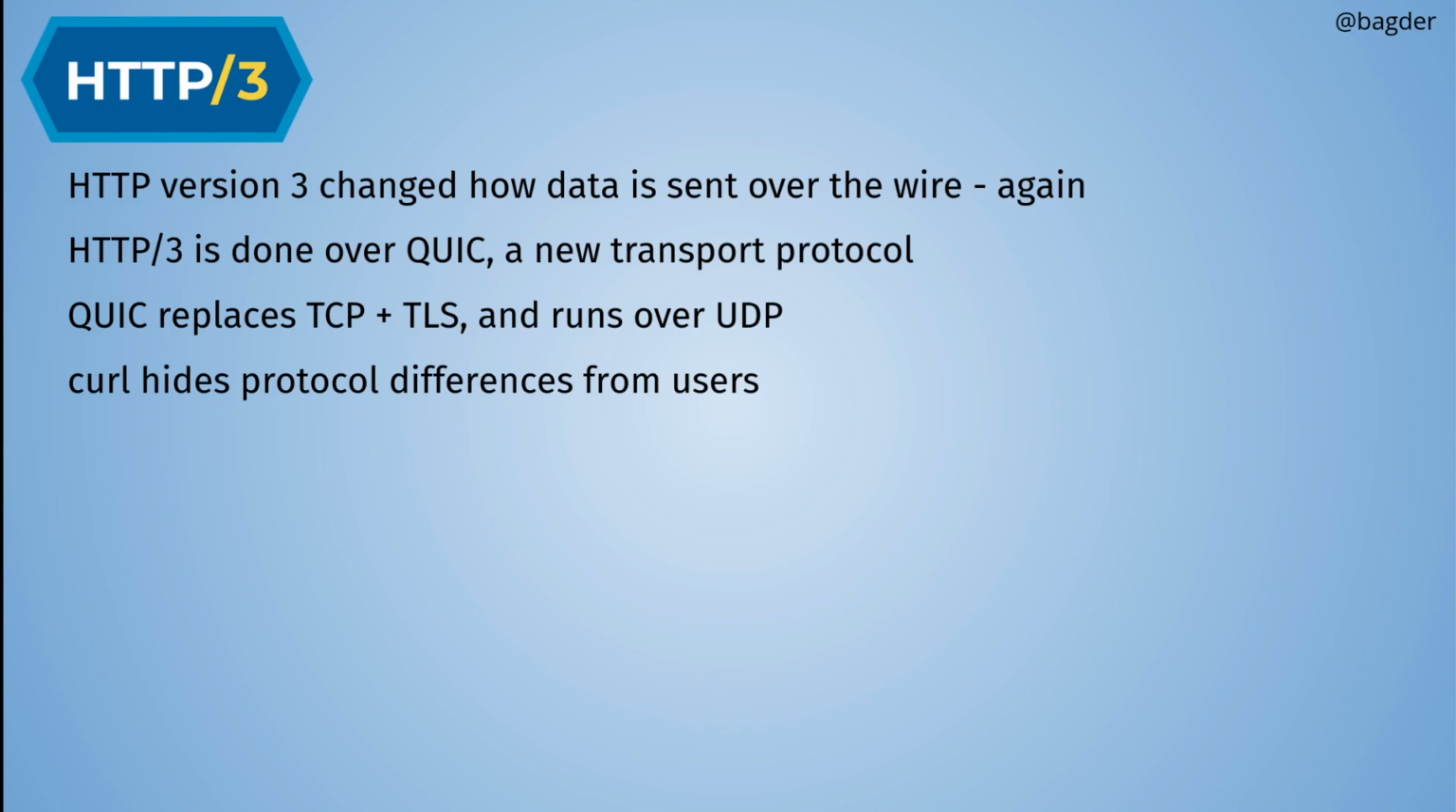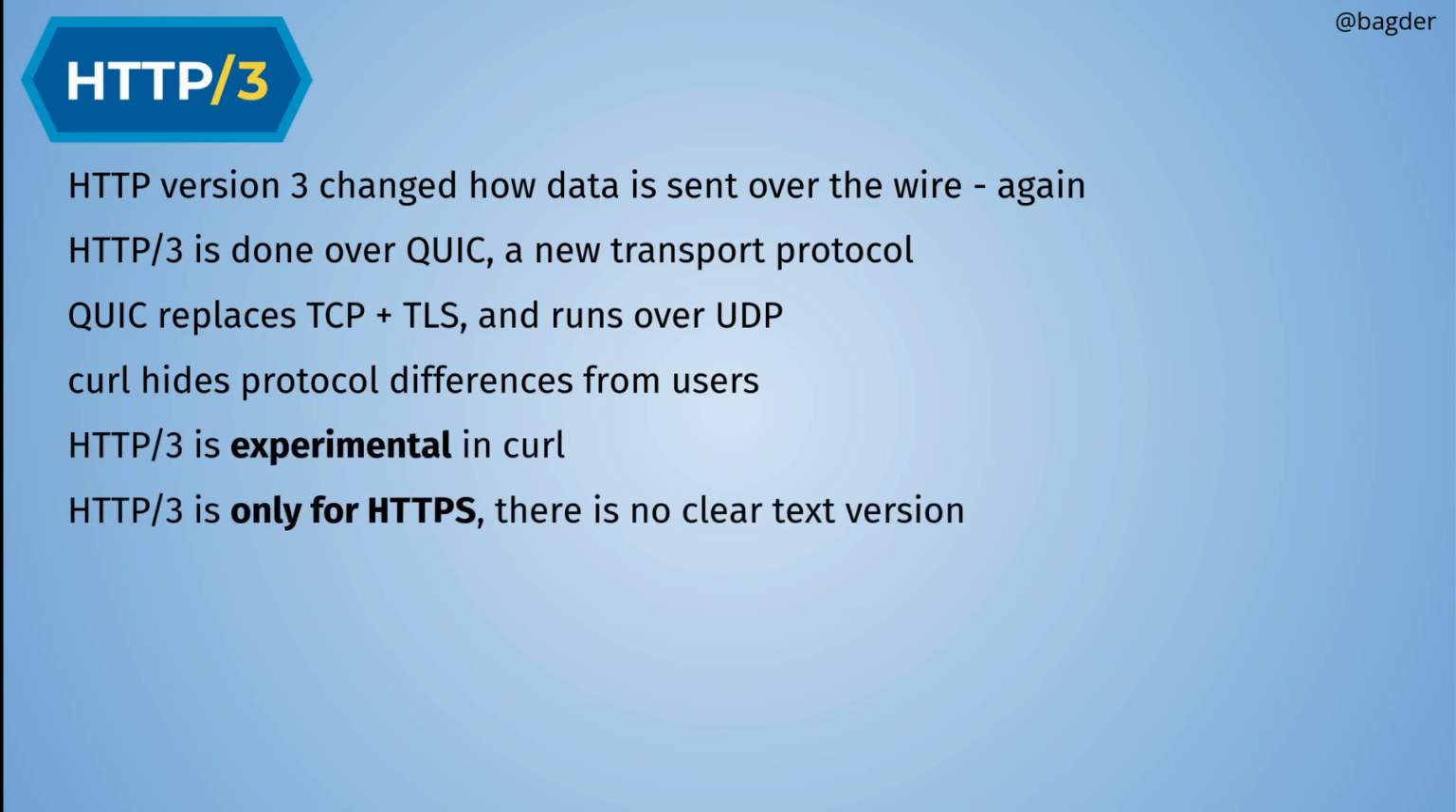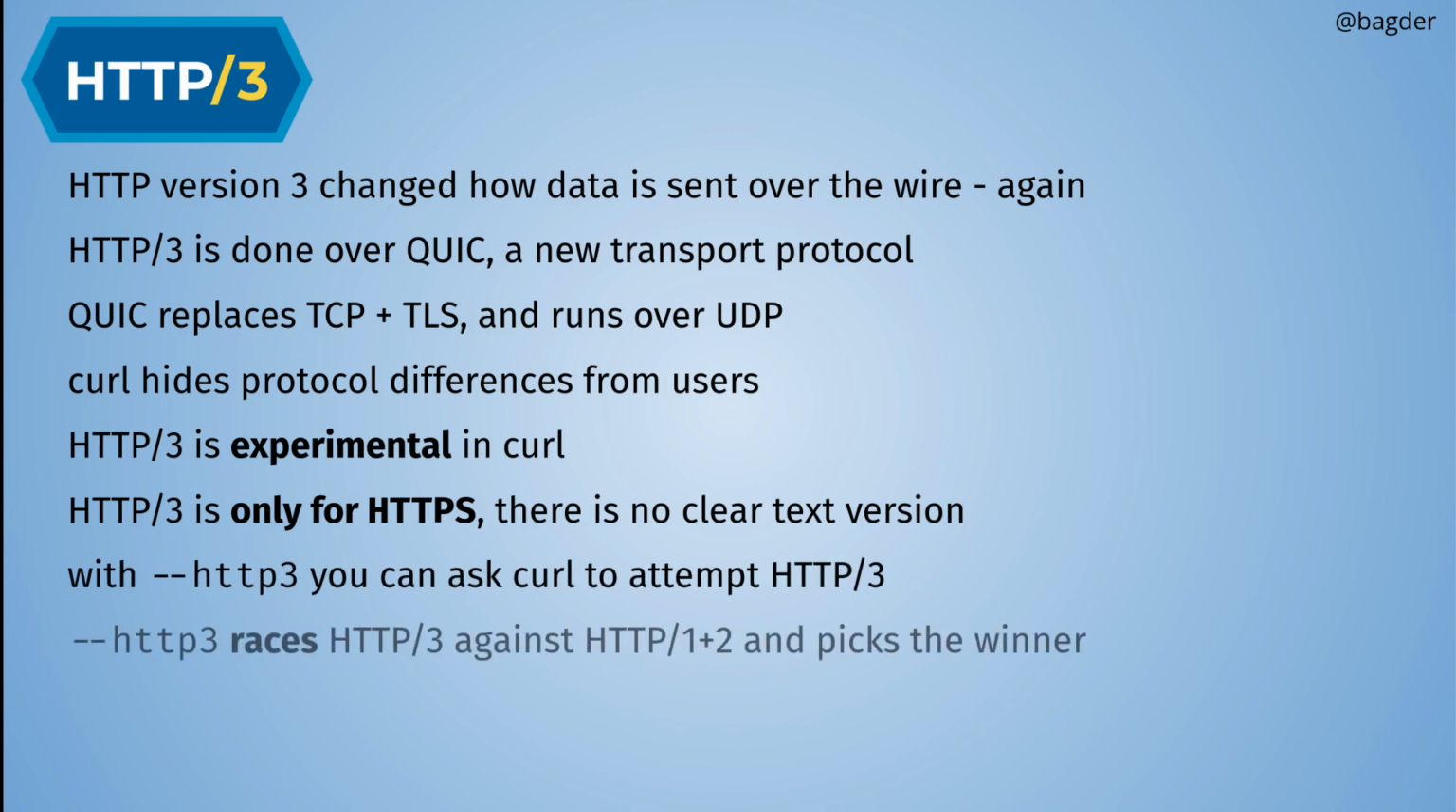But again, the fact that it's so different over the wire is hidden from the users of the curl tool, so you don't have to care about it. It's only for HTTPS, as I mentioned before, and you can ask curl to use or attempt to use HTTP/3 with the option --http3. And we have this fun race when you use this. HTTP/3 races against the older HTTP versions, and you pick the winner.